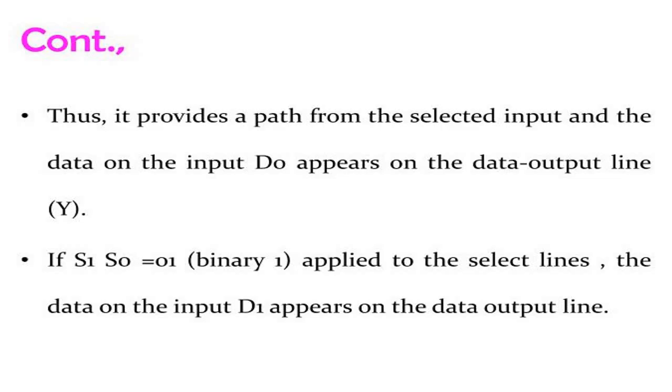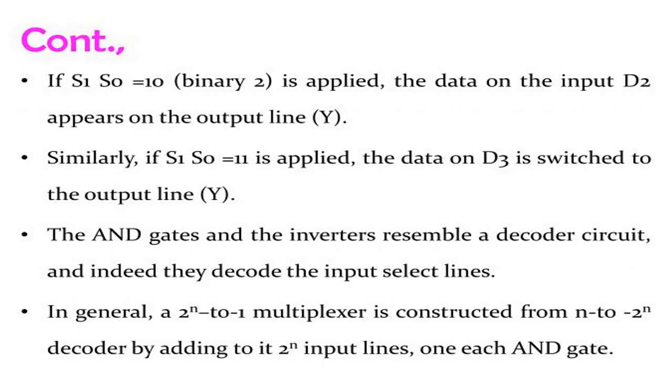The first case is S1 and S0 equal to 0, 0. In the second case, if S1 and S0 equal 0, 1, binary 1, is applied to the select lines, the data on input D1 appears on the output. In case 3, if S1 and S0 equal 1, 0, binary 2, is applied, the data on input D2 appears on the output line Y. Similarly, if S1 and S0 equal 1, 1 is applied, the data on D3 is switched to the output line Y. So this is the working of the 4-to-1 multiplexer.